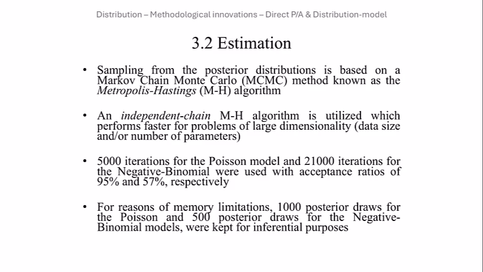Estimation is carried out using Markov chain Monte Carlo methods, specifically the Metropolis-Hastings algorithm. This algorithm is well suited for problems with large data sets and many parameters. Thousands of iterations are run and posterior draws are kept for inference. The result is a robust statistical picture of the model's parameters, their uncertainty, and their predictive power.